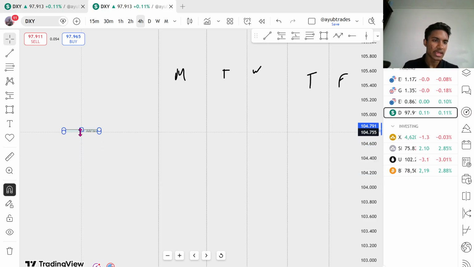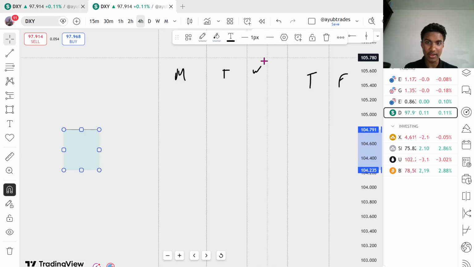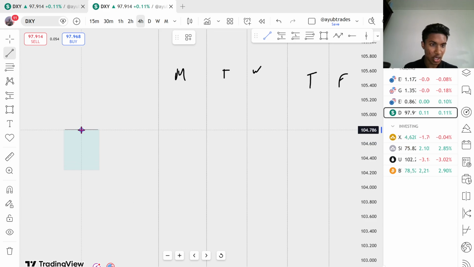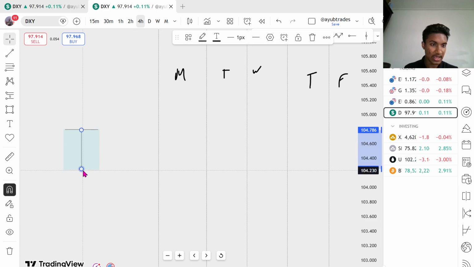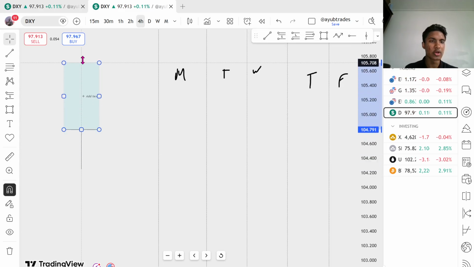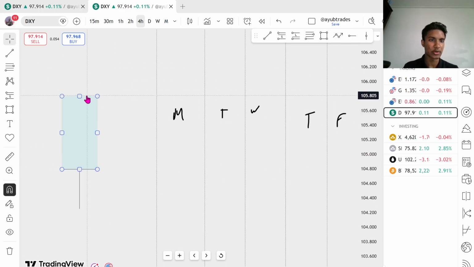What does it always do? It opens here. This is the opening price. It comes low and creates the wick. So this is the lowest point it went. It creates the wick, and then after that, it goes high, because it's a bullish candle. It goes really high, and then it creates the highest point.